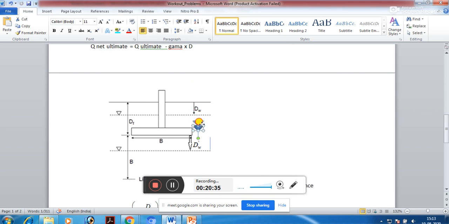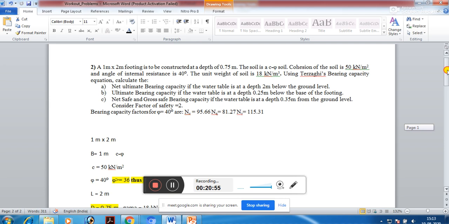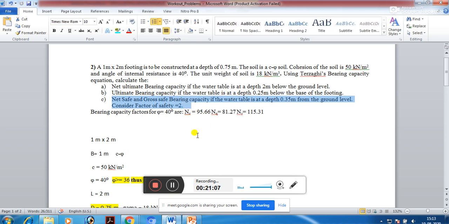When the water table is here, here, everywhere, it will be impacting the bearing capacity, and the value of RW1 will change. I think in the third case, case number C should be taken into consideration. In case C, it is asked that you find out the net safe, gross safe bearing capacity.